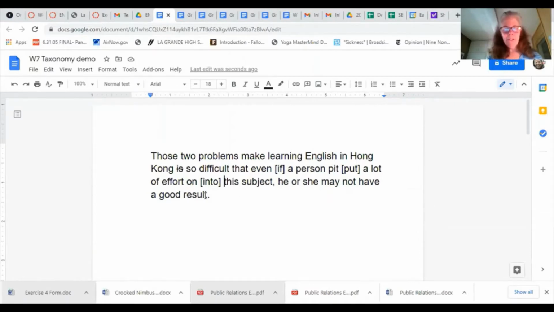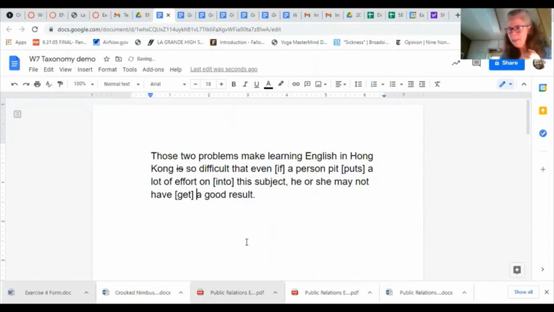A lot of effort into the subject, even if a person puts a lot of effort into the subject, he or she may not have a good result. May not, I almost want to say that's almost okay for me. He or she may not get. Okay, so I almost want to say for me, in my native speaker ear, that "have" is okay, but maybe "get" might be better.